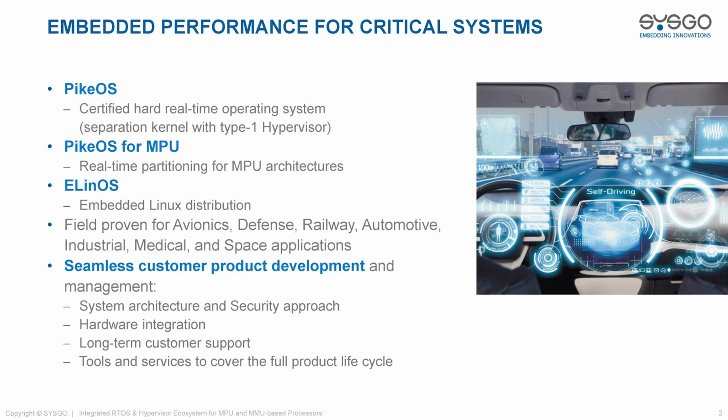At SYSGO, we have a number of products that have been designed to meet the highest requirements when it comes to safety and security, including PikeOS, first released in 2003, which is a hypervisor and a hard real-time operating system based on a separation kernel. ELinOS, our first product, is an industrial Linux distribution with long-term support. And more recently, PikeOS for MPU, which is compatible with lightweight systems that come with a memory protection unit, MPU only, and provides real-time partitioning for MPU architecture.